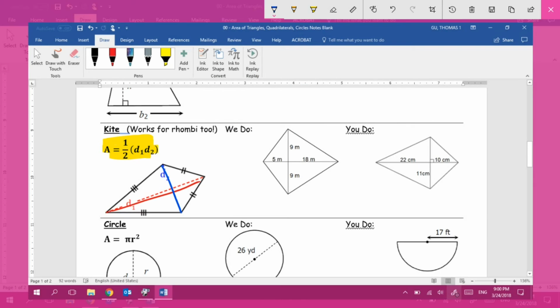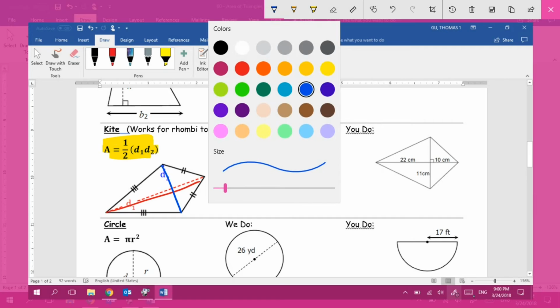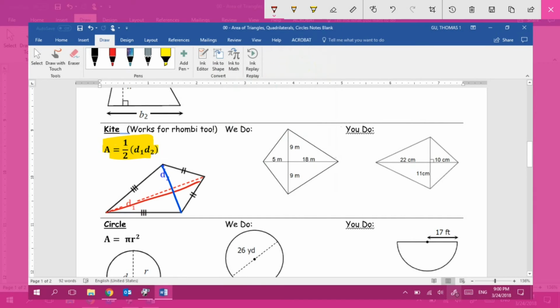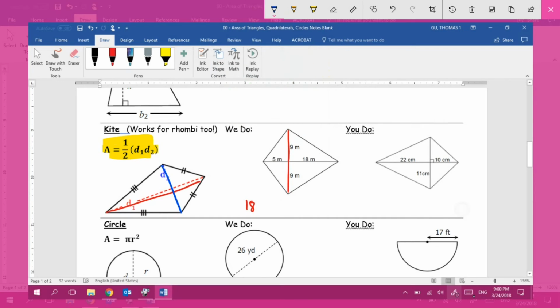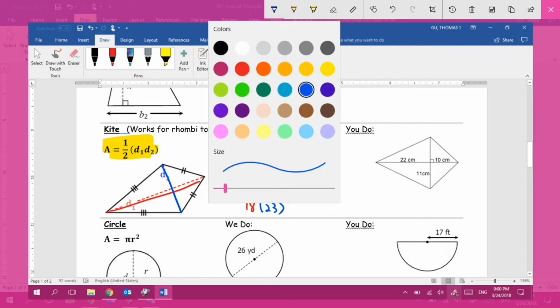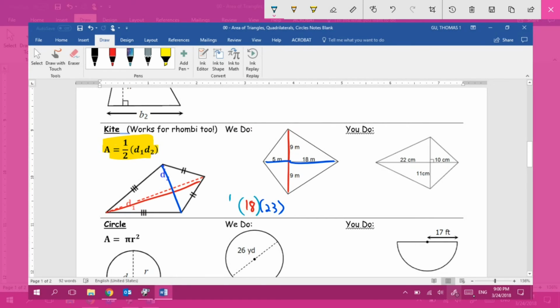So let's take a look at an example. Looking at this, what we do right here: what's the length of one of my diagonals? One of them is 9 plus 9. That's going to be 18. So 18 times, what's the length of my other diagonal? That's 5 plus 18. That's 23. And then we multiply that by the 1/2. So times 1/2. And then we just plug that straight into the calculator, and that's going to be 207.